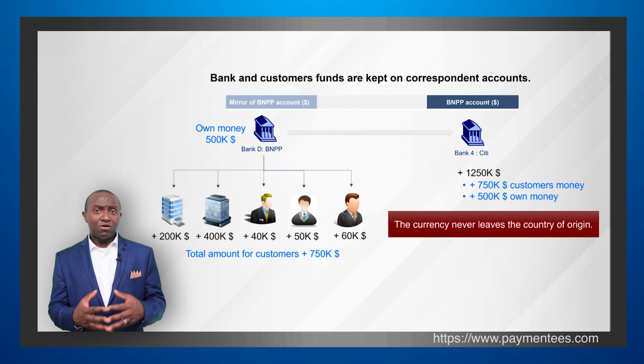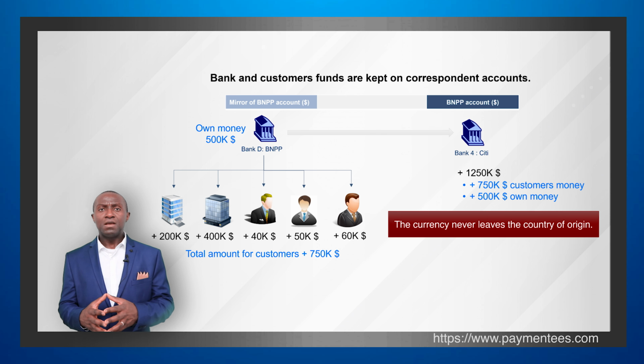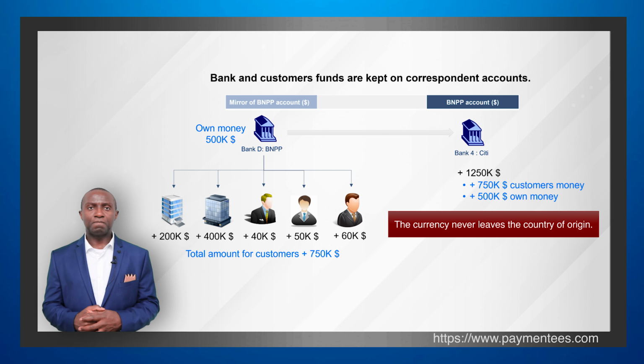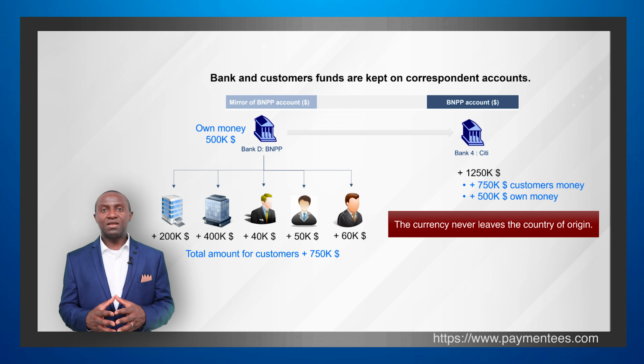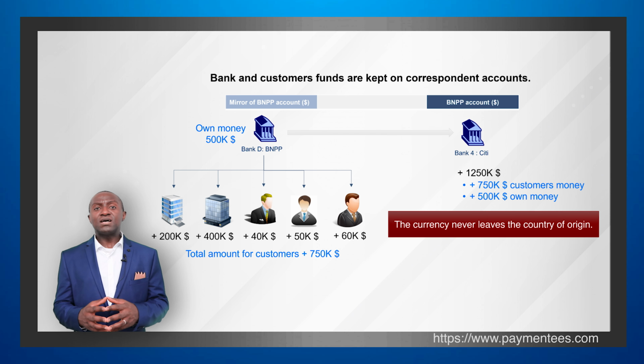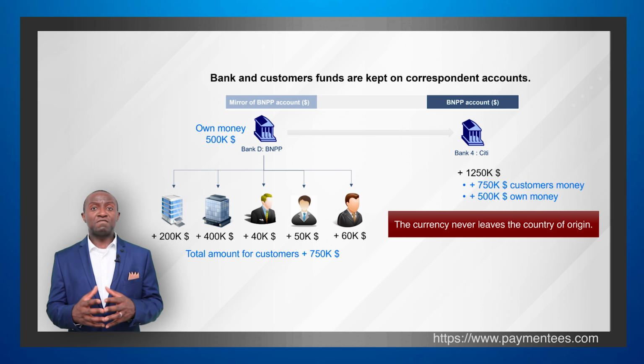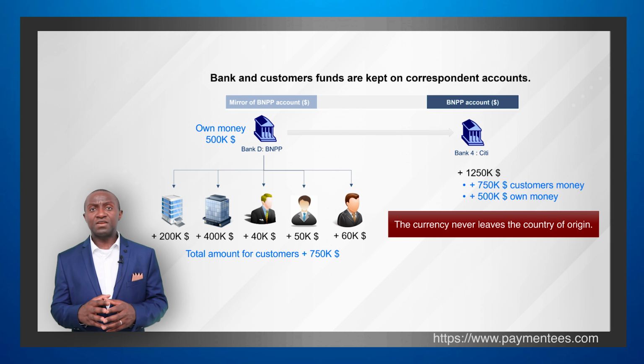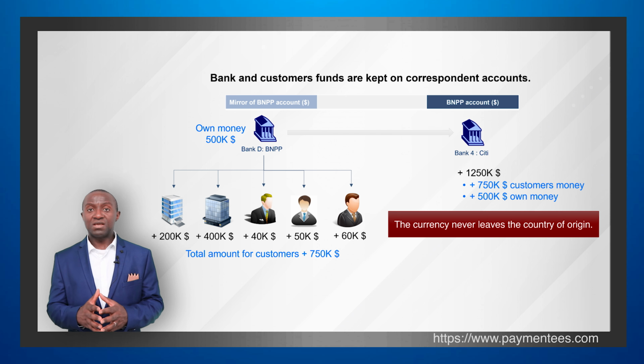Then BNP will open accounts in its book for those customers. Each customer sees the amount of money in currency that is available on his account, and BNPP does the bookkeeping, but the funds are kept on the Nostro accounts of BNPP with Citi. For Citi, it is the money of BNPP, but in reality, BNPP has $500,000 of own money and there are $750,000 of customers' money, for example. Citi does not know how the $750,000 are distributed among the customers. That is the business of BNPP.